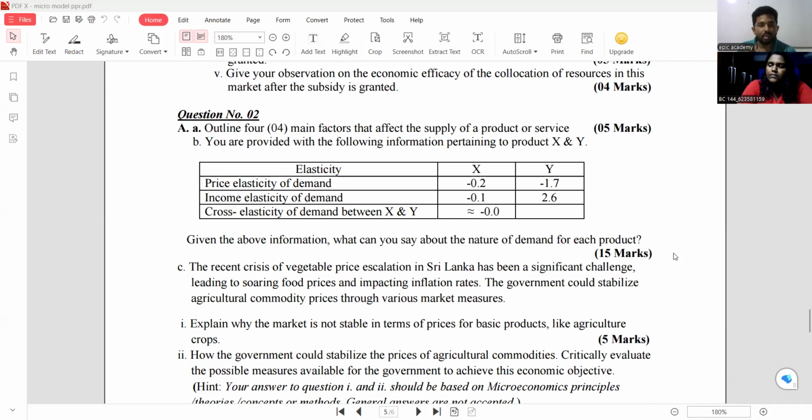So you can identify some day-to-day necessary commodities, where price changes are there but there are no quantity changes. So those are the commodities. The nature of the commodities can be identified by using the elasticity of demand. So that is the level you have to get the knowledge.